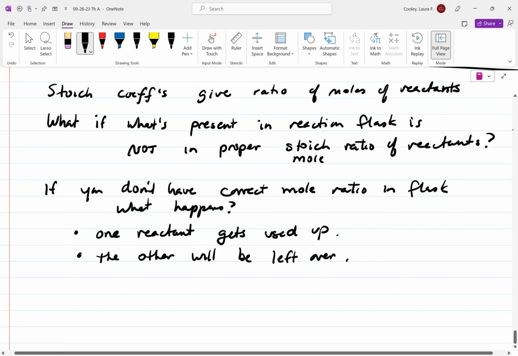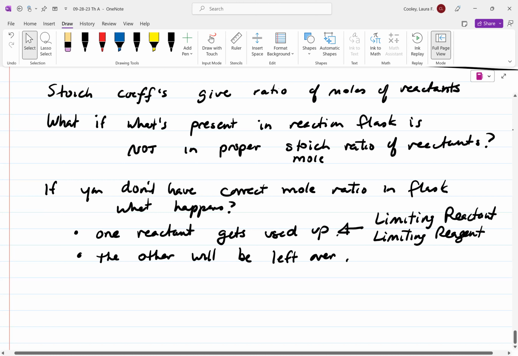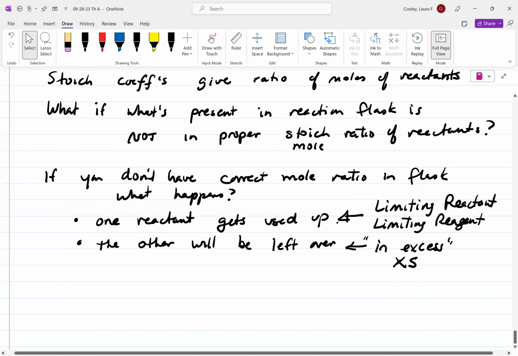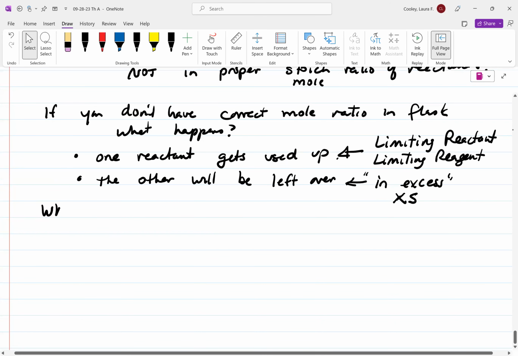So the one that gets used up is the one we say was in limited supply, and we call it the limiting reactant or the limiting reagent. And the one that's left over, we say that it is in excess. So why would you run a reaction where you don't have the stoichiometric ratio of reactants in the flask? Why would you ever run a reaction that way? There's many reasons for that. I'm just going to give you a couple of them.